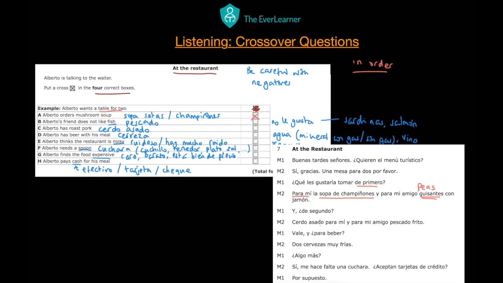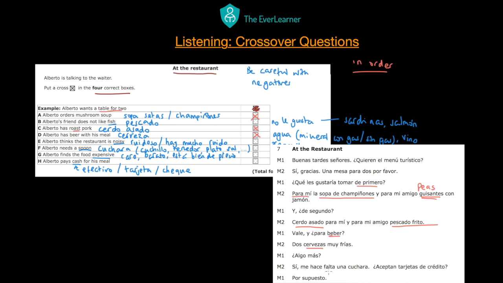Y de segundo, as a main course, cerdo asado para mí. So notice here, roast pork. We got it spot on, cerdo asado. Let's cross it. Y para mi amigo, pescado frito. Okay, so fried fish. So we hear the fish here. Now, Alberto's friend does not like fish. No, that's not right, okay? There's nothing about him not liking fish. Okay, vale. Y para beber, to drink, 2 cervezas muy frías, 2 very cold beers. So, does Alberto have beer with his meal? Yes, not just Alberto, the friend as well, but nevertheless, Alberto does too.